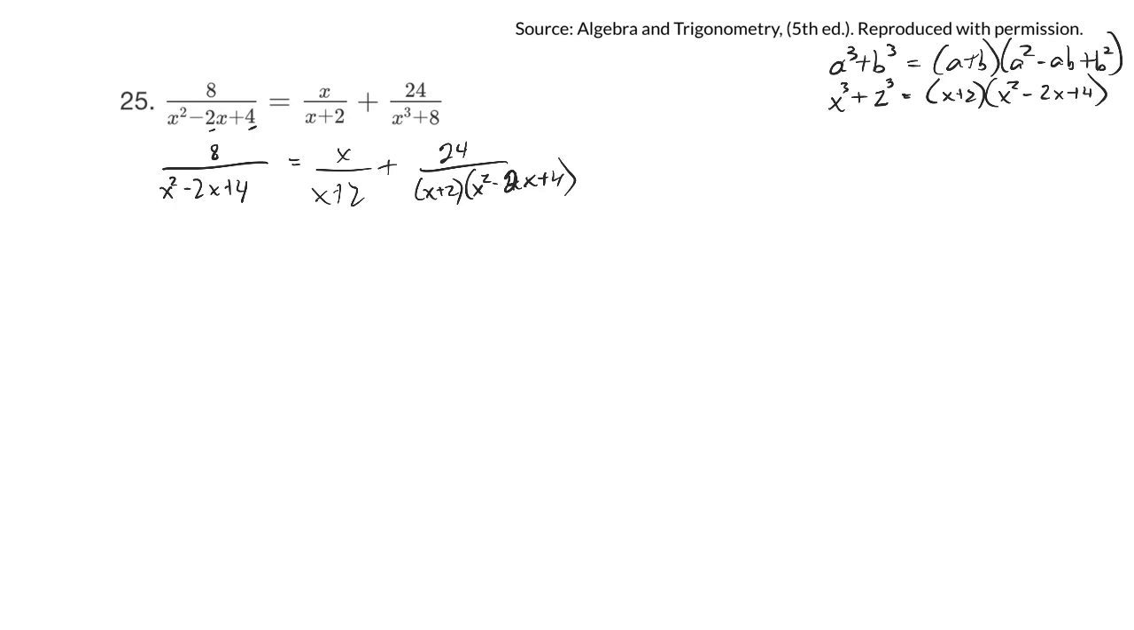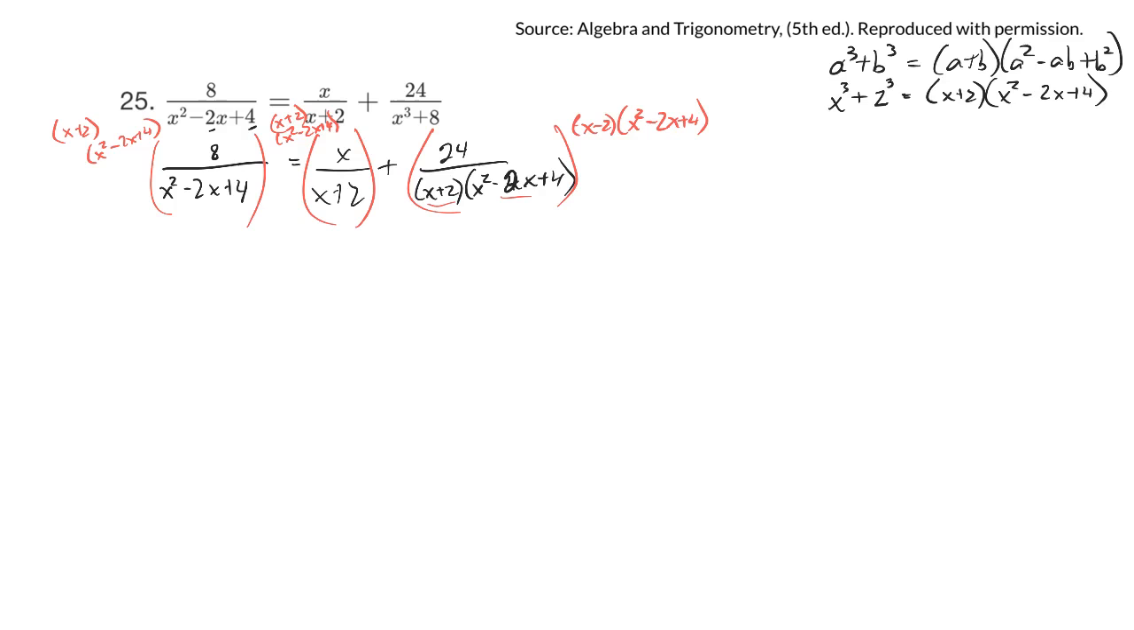So my lowest common denominator, it looks like, is going to be this whole thing. So I'm going to take and multiply every term by x plus 2 and x squared minus 2x plus 4. So this one by x plus 2 and x squared minus 2x plus 4. And the last one, maybe I'll put it at the end, x minus 2, x squared minus 2x plus 4.